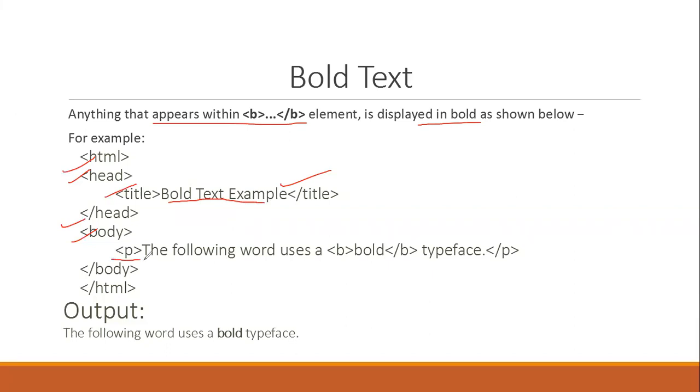Over here, we are going to write the following word uses a bold, and over here we are going to use the bold tag, and here the bold tag is being closed. So whatever the content in between these opening and closing bold tags, it will be bold text. Then the paragraph is being closed, and body is being closed, and HTML is also. So what will be the output?